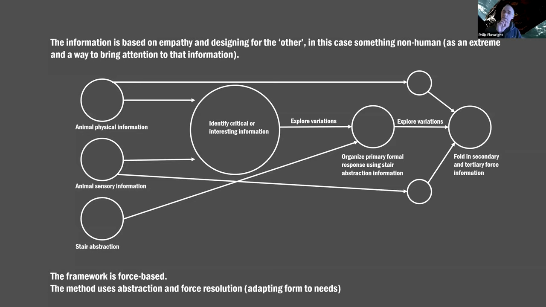And from that, you would select what the most important element is, use that to explore your variations, to run your iterations, and then start to fold in the secondary and tertiary information to get a project. That's a standard force process, which is always emergent, always starts with bits and little bits of information and then aggregates those bits of information together to produce a project.